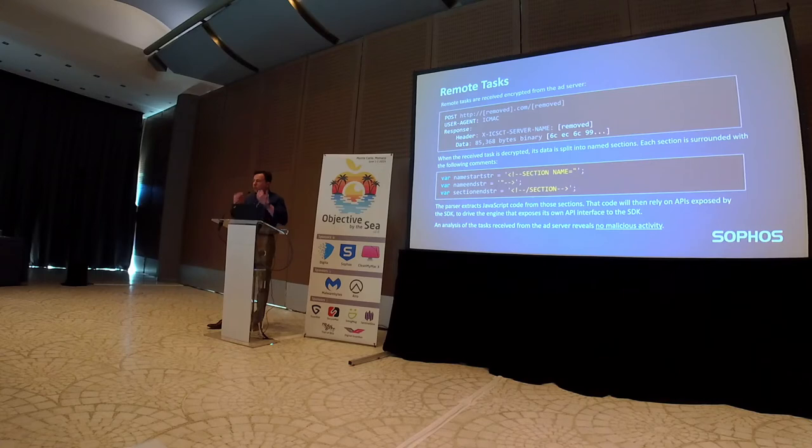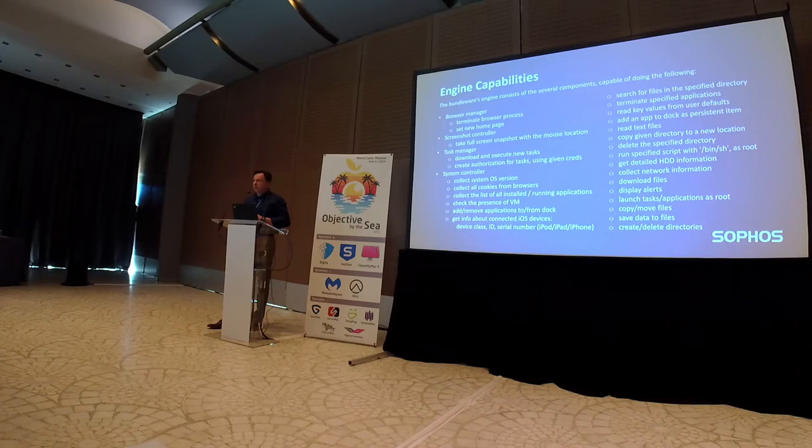to understand the full scope of functionality of the engine, it's practically a backdoor. The engine can terminate the browser process, can set a new home page, it can take screenshots. It takes screenshots of the location of the mouse. It downloads and executes new tasks. It creates authorization for tasks. System info collection, collecting all sorts of system information, cookies from the browsers, lists of installed and running applications, checking the presence of a VM, adding and removing applications to and from the dock. Get info about connecting iOS devices. So the device class ID, serial number.